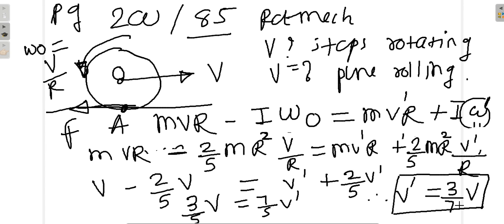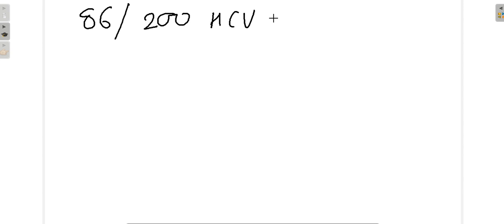Now, sum number 86, which is just after 85, is very similar, but it is very tricky because it makes you think a little bit, and we must understand the principle of conservation of linear momentum very carefully to be able to solve this sum. So I am going to do sum number 86 on page number 200, H.C. Verma. Again the same chapter, rotational mechanics. Please refer the textbook.